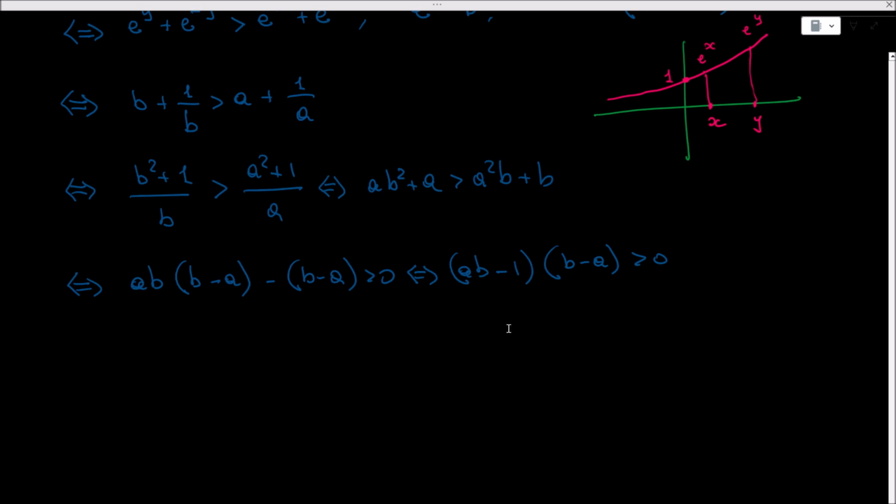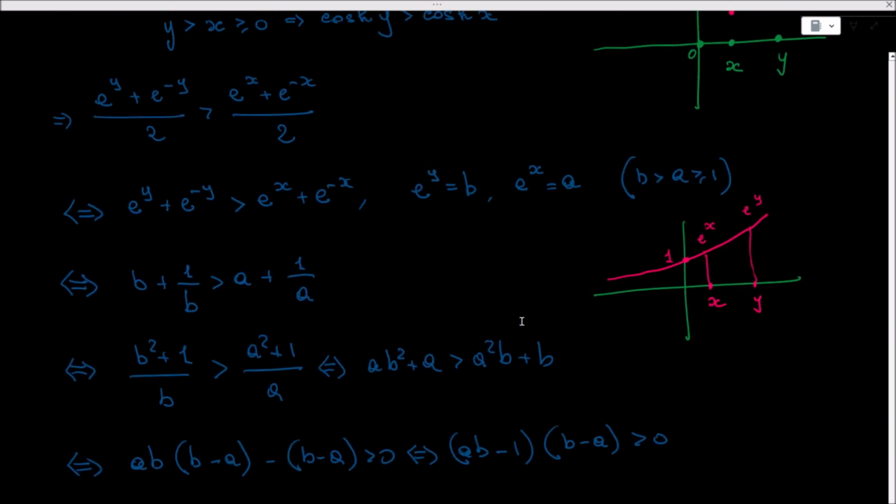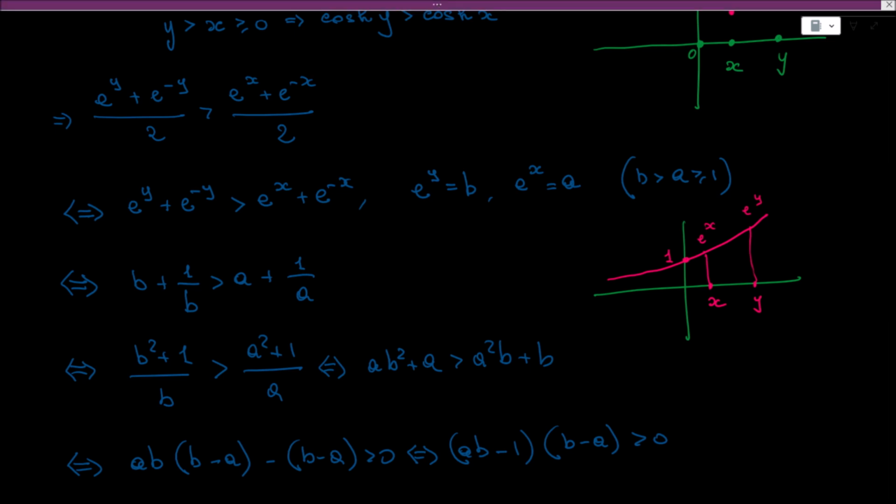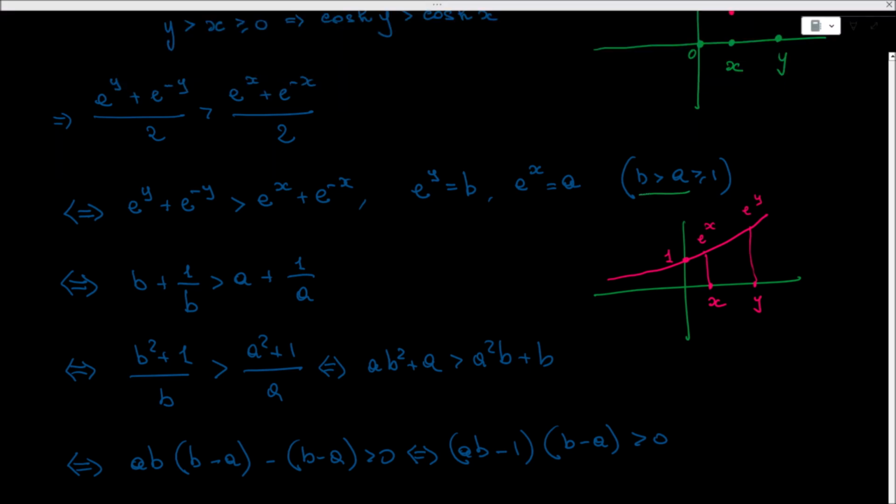But this is easily correct because by the first thing that we said here, b is larger than a, so that proves that b minus a is larger than 0. And because a and b are both larger than 1, certainly the product ab will be larger than 1. So this proves that the difference ab minus 1 is larger than 0. So finally, we have proved that the initial statement was correct.